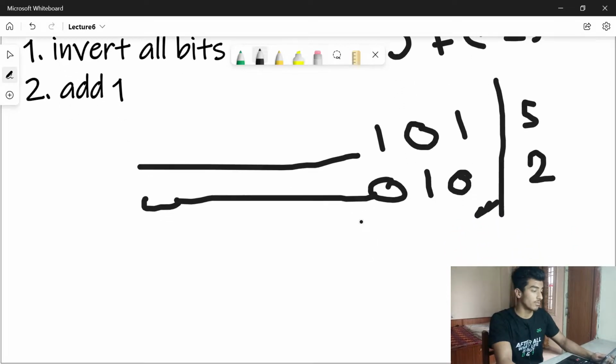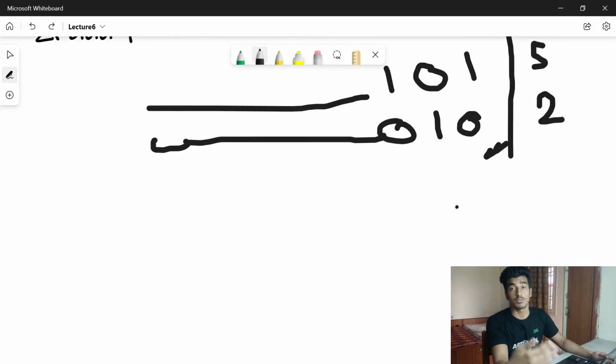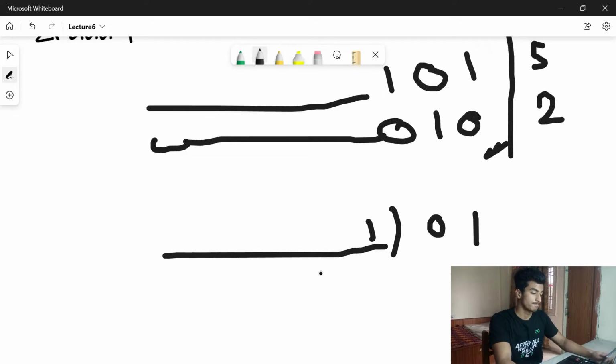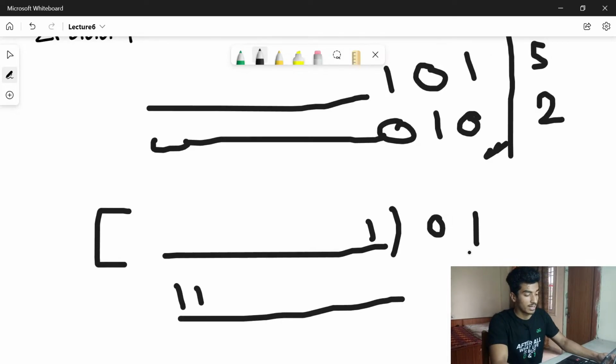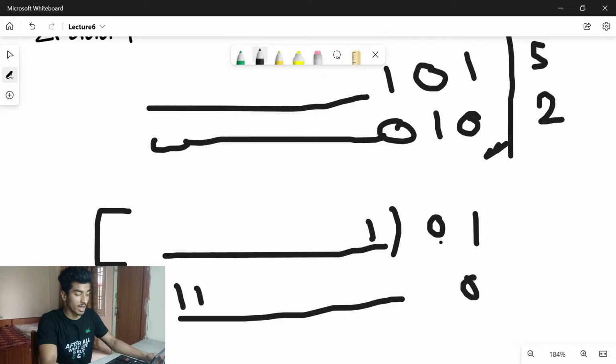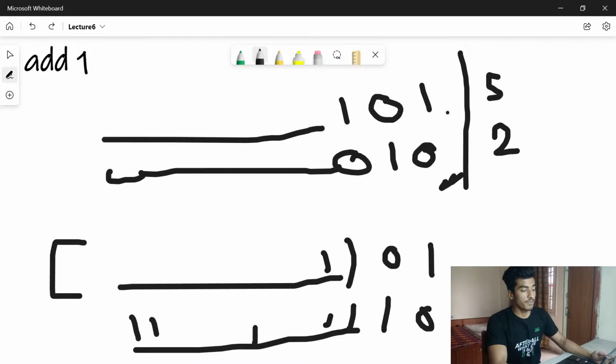Our first step is to invert all bits. Inverting means convert 0 to 1 and 1 to 0. So this 0 will become 1 and this one is 0 and this is 0. All these bits are 0, they will become 1, 1, 1 and all these. Our second step is to add 1 to this number, and all these bits are 1 and this is 1, so it will become 0 and this bit will become 1 and all these are 1 here. So my 5 is there and the 2's complement of 2 is this, so we have to add them.